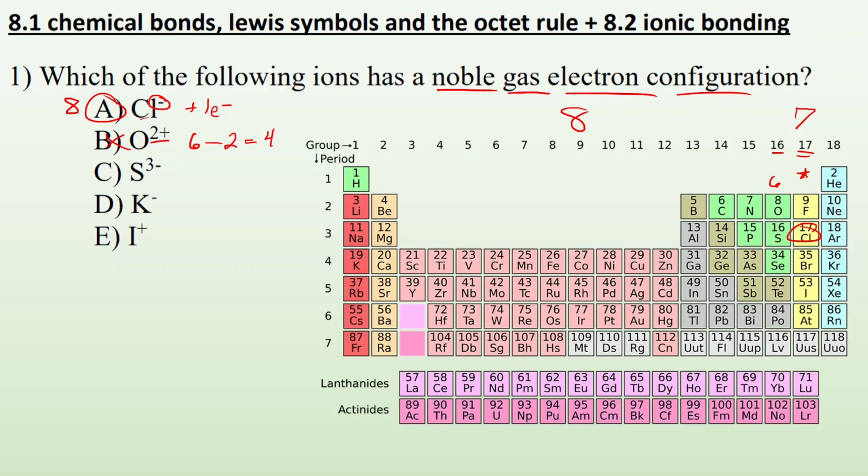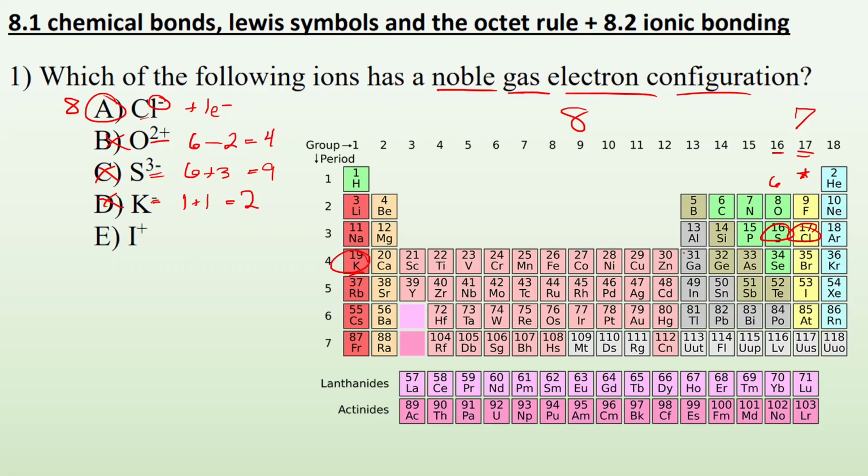Sulfide with the -3, and we'll see sulfur is also in group 16, so it has 6 valence electrons. The -3 tells me that it gains 3 electrons, so it has a total of 9 valence electrons, not a noble gas electron configuration. Potassium with a -1. Well, we see potassium is in group 1, so it has 1 valence electron. This -1 tells me it gains 1 more electron, so it has 2, so it's not choice D.